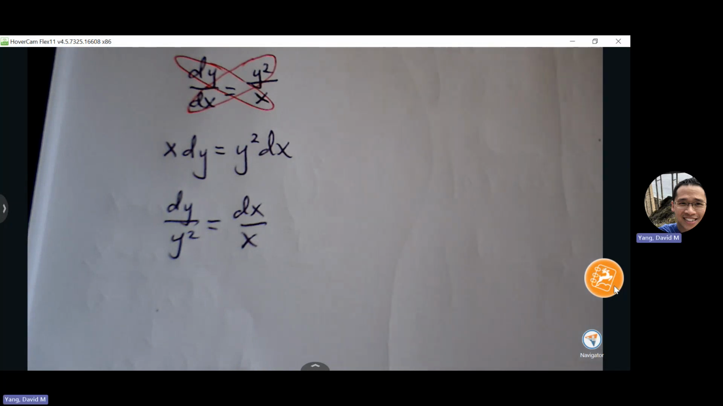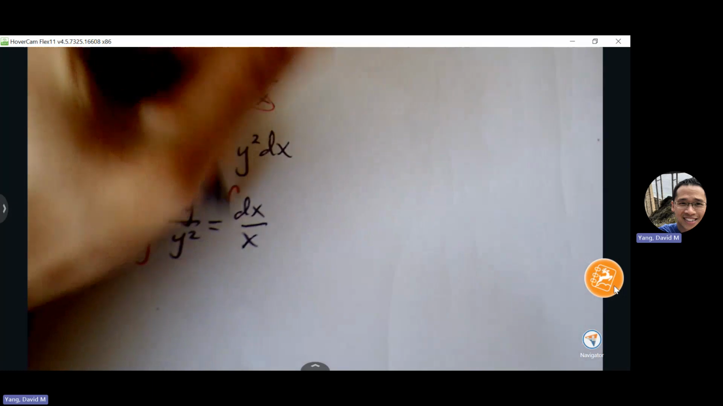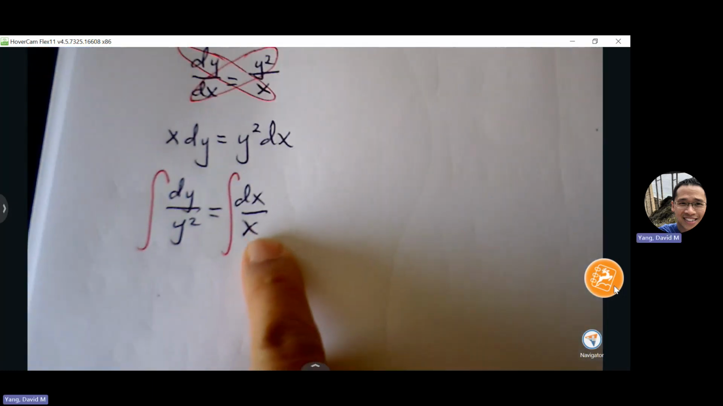Okay, so now we have full separation, right? Full separation of variables. Right side is just what? This is just 1 over x dx, right? So what rule do we use there? Right, is this natural log? Integral 1 over x dx.